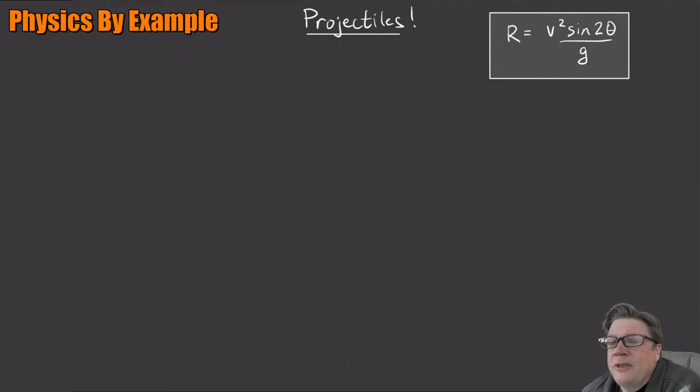But also, one thing we might want to be interested in is what's the maximum range for a given velocity? At what angle do you maximize the range? And maybe the answer is obvious, but in a lot of physics problems, it turns out not to be. But let's take a look at it.